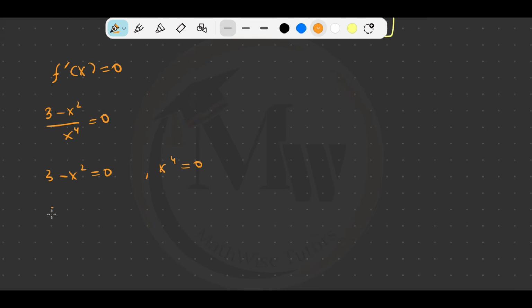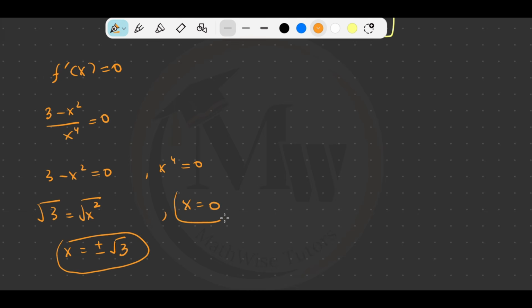And by using this, it will be 3 is equal to x squared, and taking the square root on both sides, you will have x is equal to plus and minus square root of 3. And the same, x cubed equal to 0, which gives you x is equal to 0. So we have these three values, and these are the critical points. And the critical points will help us to identify the relative extrema, meaning relative maxima and minima.